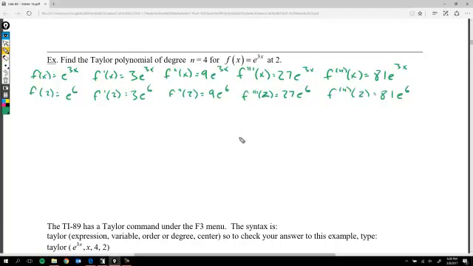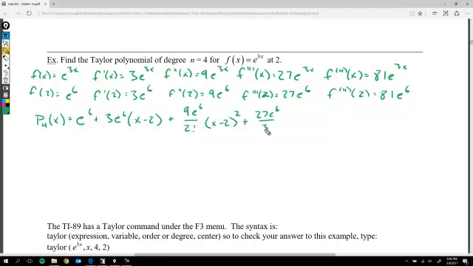Okay, so now I can piece together my Taylor polynomial, my polynomial of degree 4. So I start off with just my constant, e to the 6th, and then my first derivative divided by 1 factorial times x minus 2 to the first power, right? And then 9e to the 6th power over 2 factorial times x minus 2 to the second power. Okay, those always correspond.